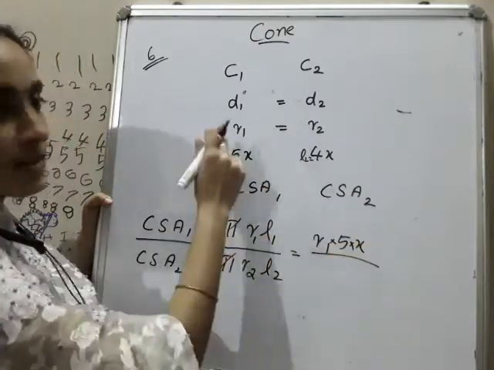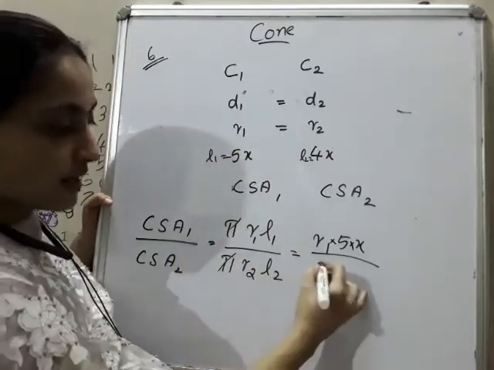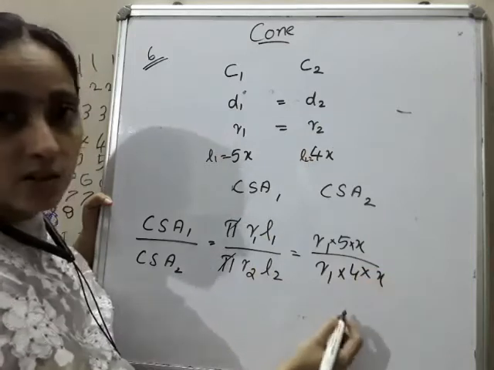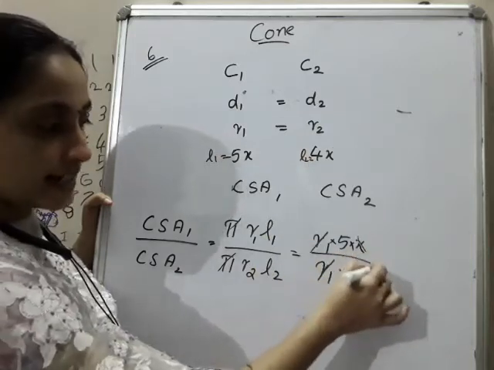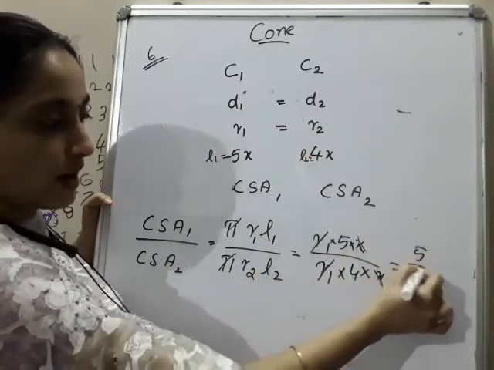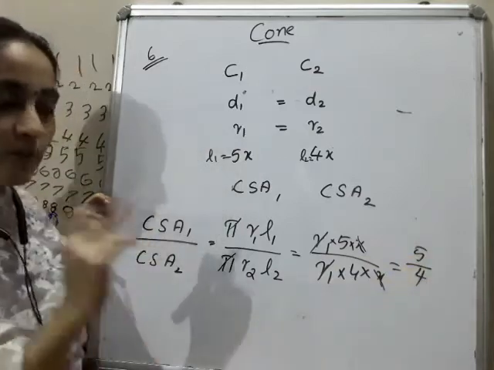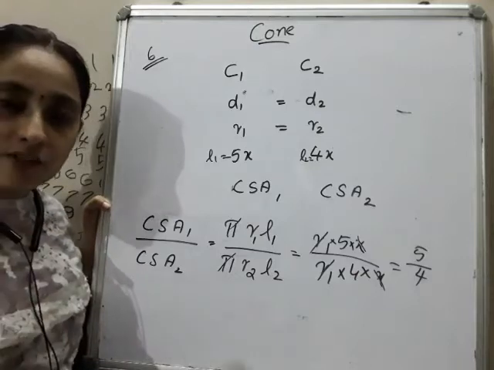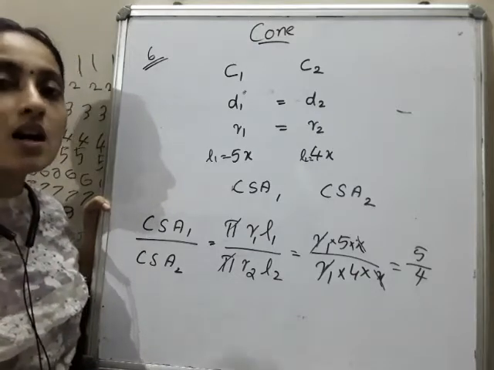And R2 is same as what? R1 is. So I will replace R2 by R1 into L2 is what? 4 into x. Okay, so R1 cancels, x cancels, so the answer will be what? 5 by 4. So the ratio will be equal to what? 5:4.